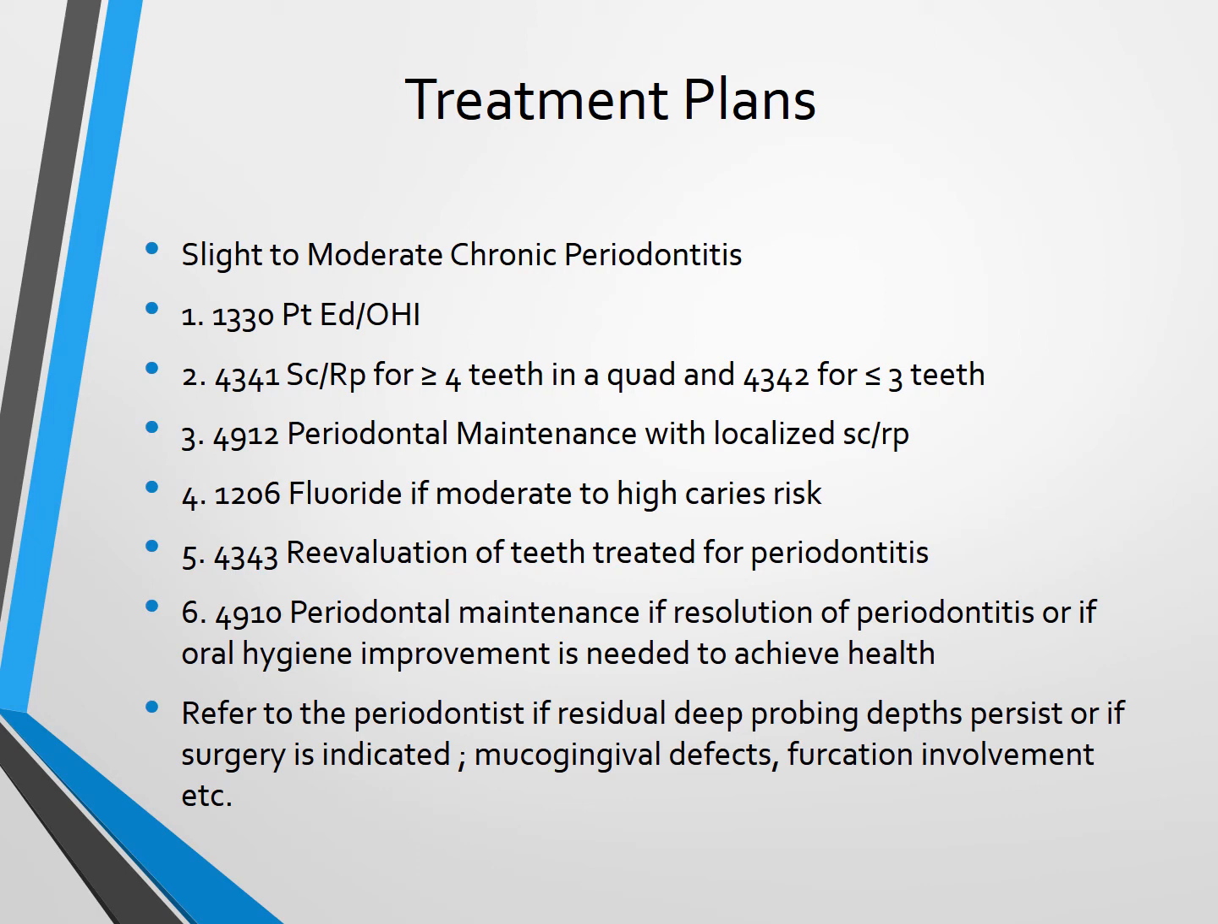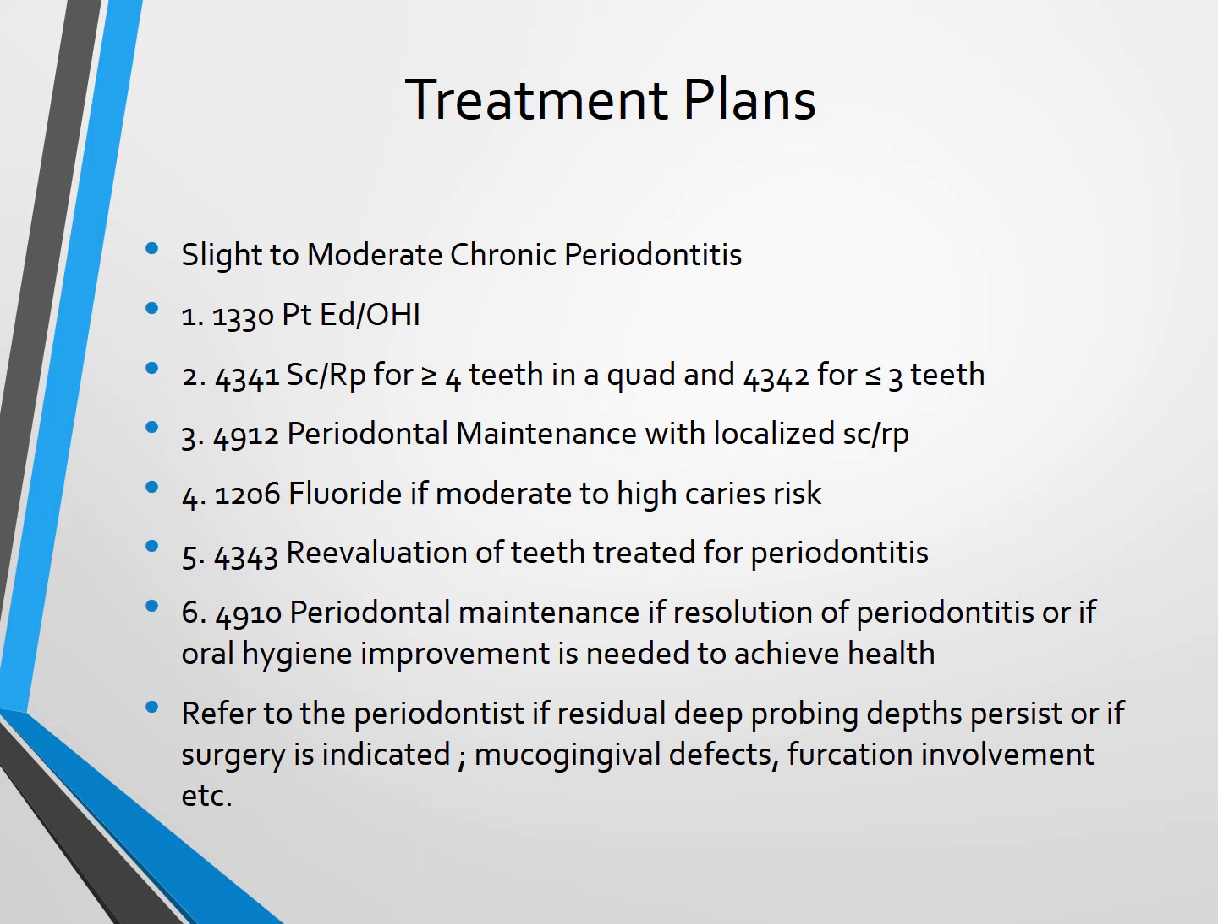Next, you'd have a fluoride. Remember, you have that if you have a high risk or if you're using it for preventative purposes. For number 5, we'd have a reevaluation, and the code is now a 4343, and you do that again 4 to 8 weeks after scaling and root planing. Then you determine if the patient should be on a maintenance.